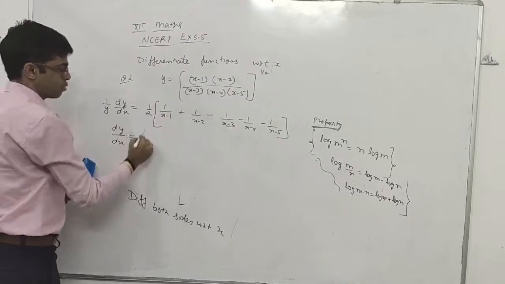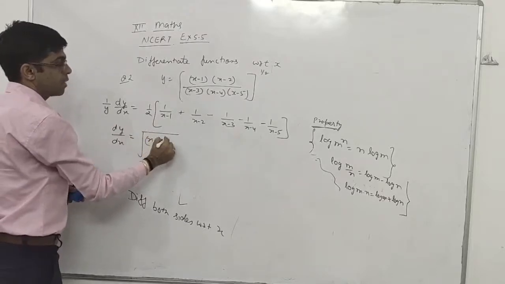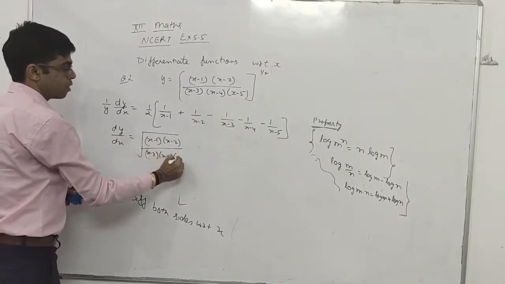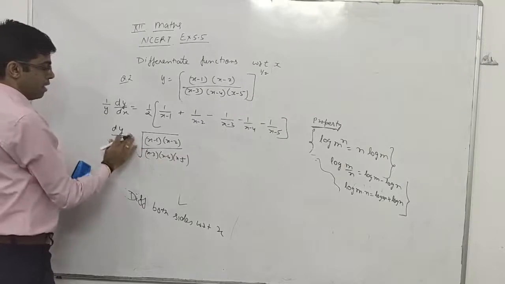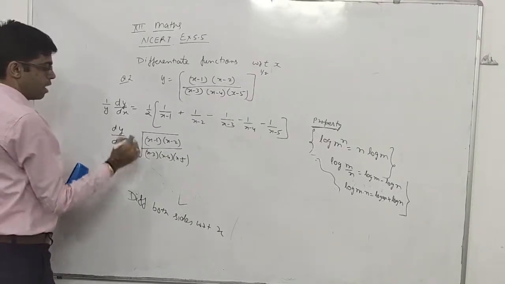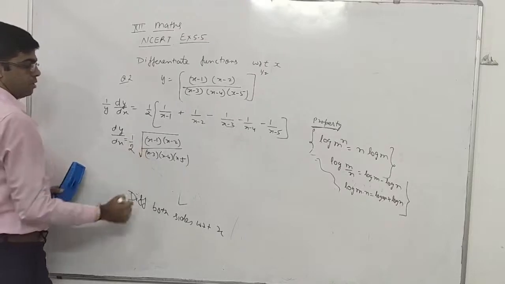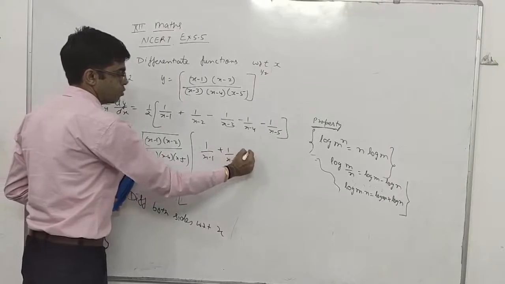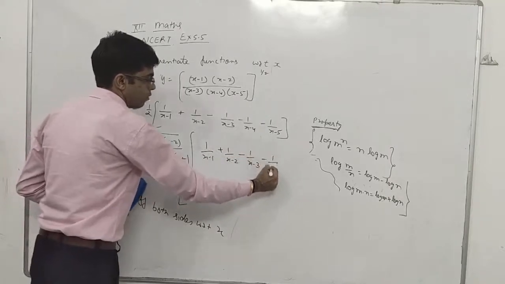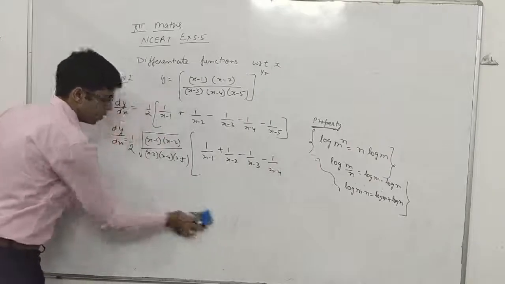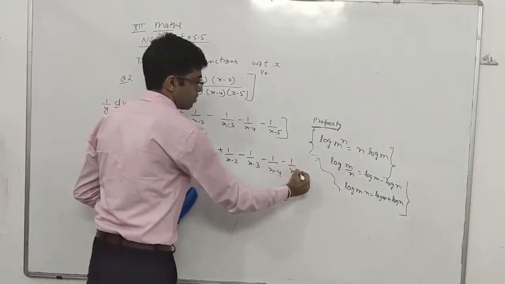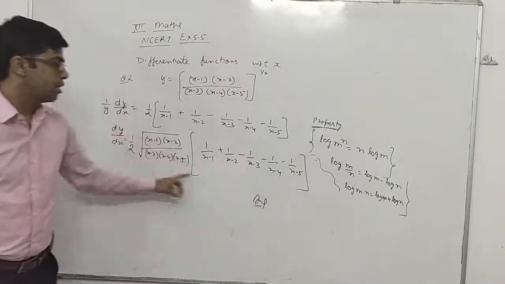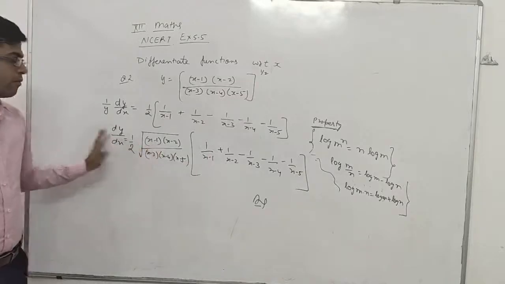Y is the square root of (x minus 1)(x minus 2)(x minus 3)(x minus 4)(x minus 5), multiplied by half, then 1 upon x minus 1, 1 upon x minus 2, 1 upon x minus 3, 1 upon x minus 4, minus 1 upon x minus 5. This is the final answer. There is no requirement to take the LCM because this is in the simplified form.